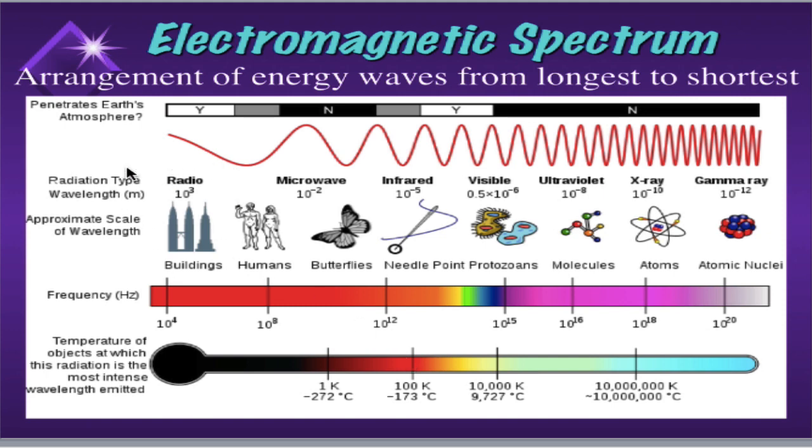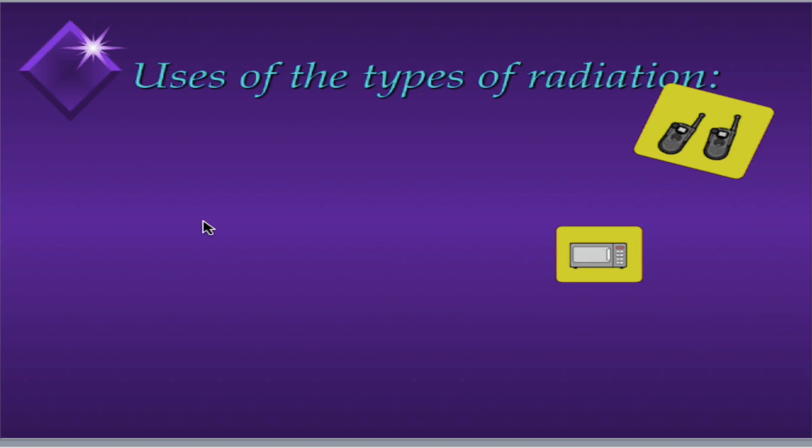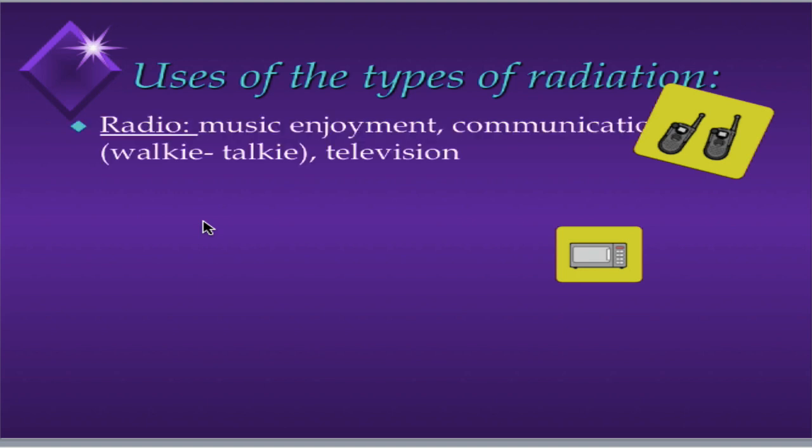So we have radio waves over here on the very far left. Okay, now radio waves, we use those for listening to the radio, listening to music. You know, communication, some cell phones use radio waves. You know, we got walkie-talkies. Those were one of my favorite things to play with when I was a little kid. And then remote controls also use radio waves. So your remote for your television, if you had a remote control car.